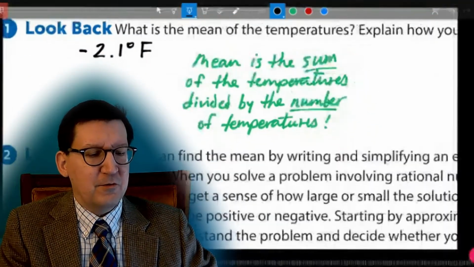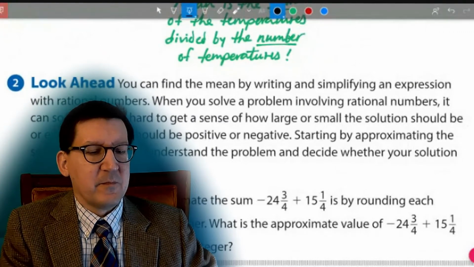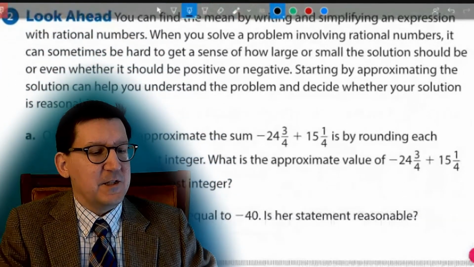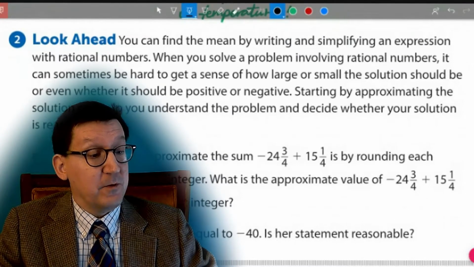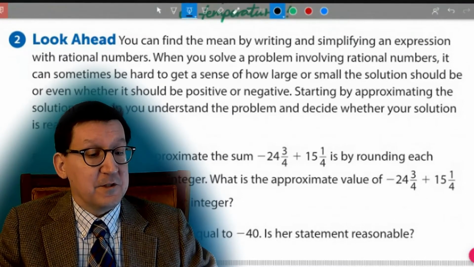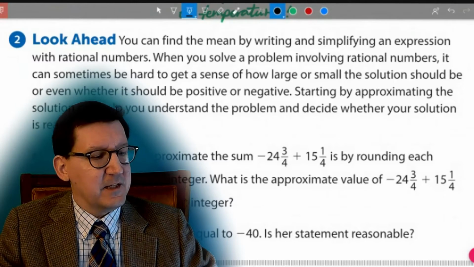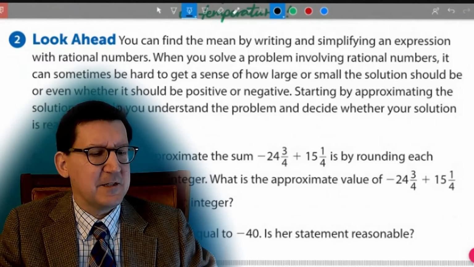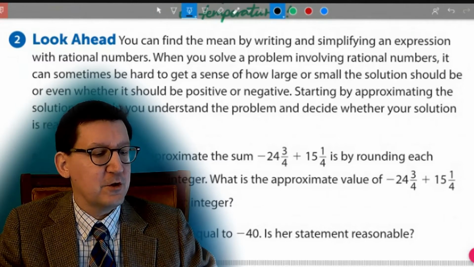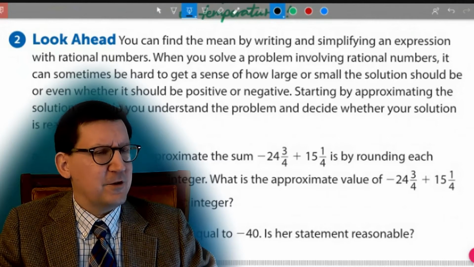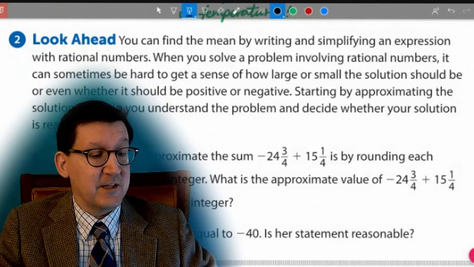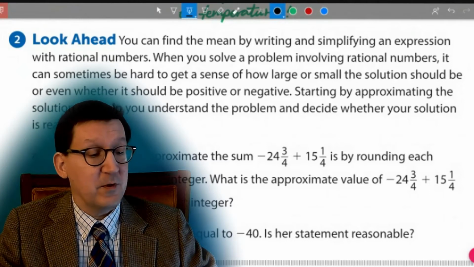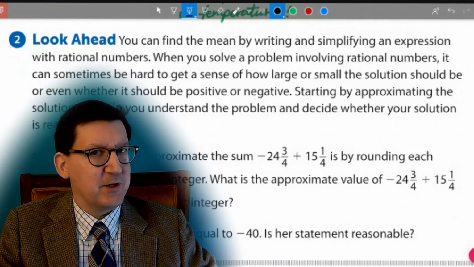So question 2 looks ahead. And Look Ahead says you can find the mean by writing and simplifying an expression with rational numbers. When you solve a problem involving rational numbers, it can sometimes be hard to get a sense of how large or small the solution should be, or even whether it should be positive or negative. Starting by approximating the solution can help you understand the problem and decide whether your solution is reasonable. So we're talking about estimation here.